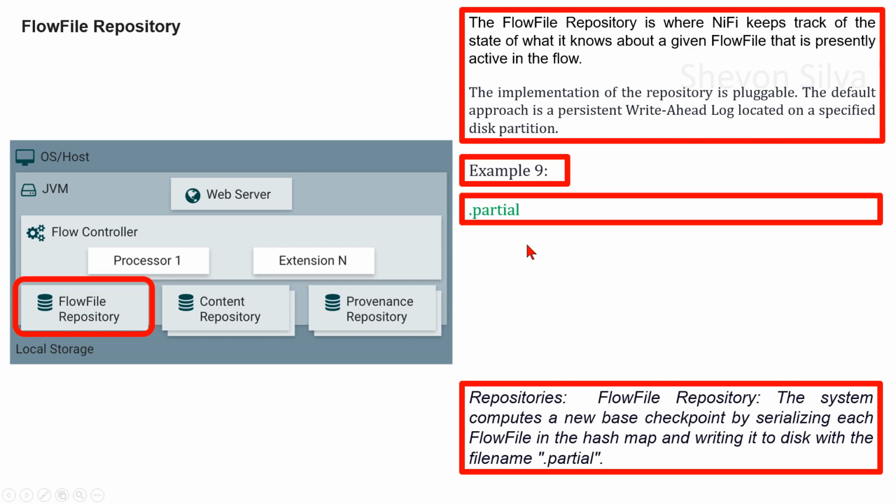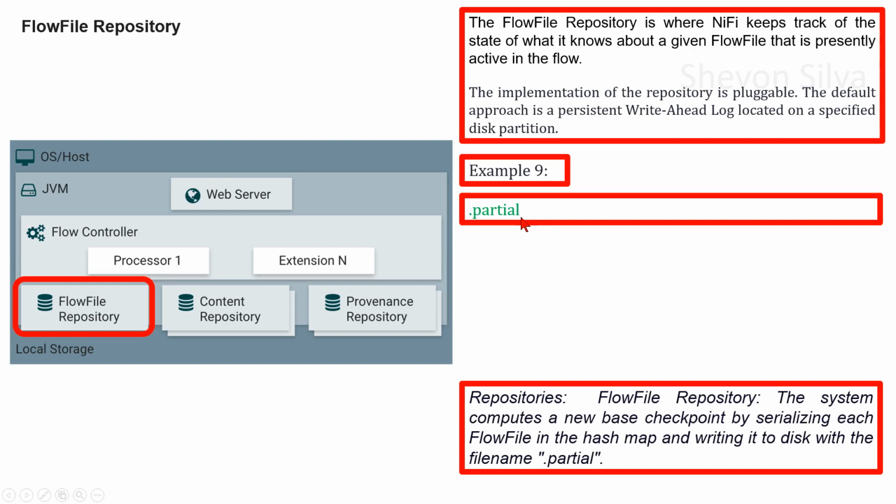NiFi recovers a FlowFile by restoring a snapshot of the FlowFile created when the repository is checkpointed, and then replaying each delta. The snapshot is automatically taken periodically by the system, which creates a new snapshot for a FlowFile. The system computes a new base checkpoint by serializing each FlowFile in the hash map and writing it to disk with the file name .partial. As the checkpoint proceeds, the new FlowFile baselines are written to the .partial files.